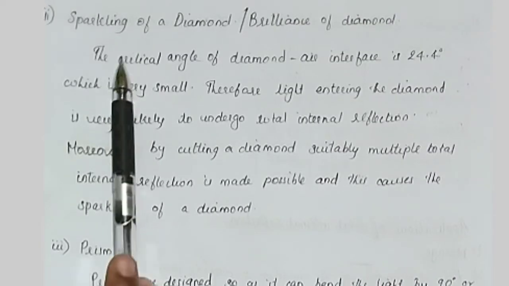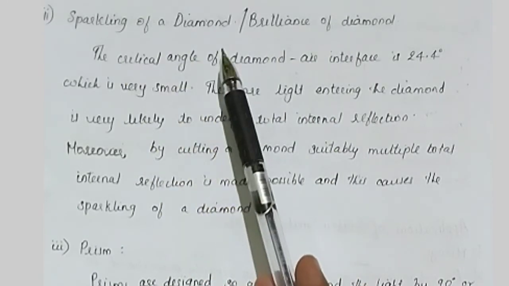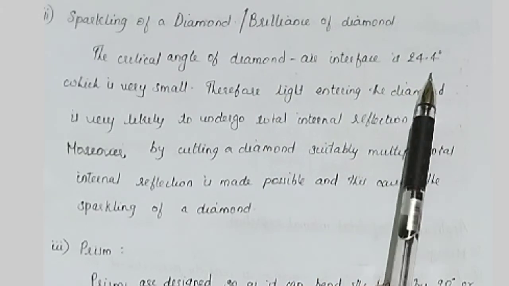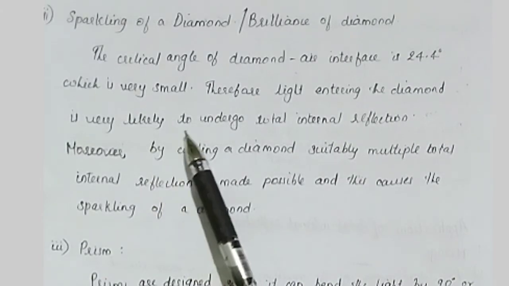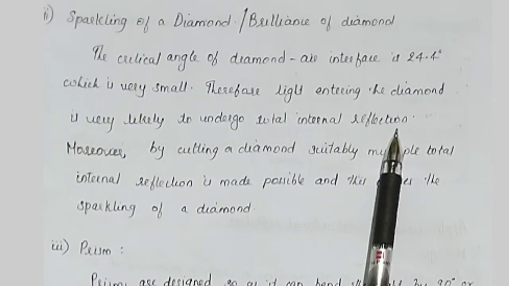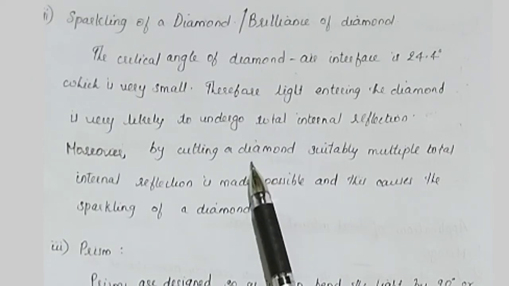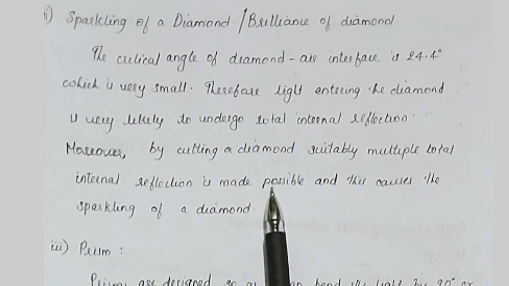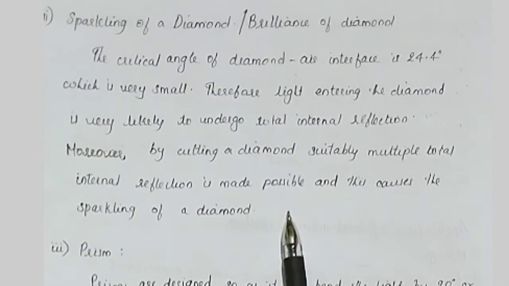Now the next application is the brilliance of diamond or the sparkling of diamond. The critical angle of a diamond air interface is 24.4 degree, which is very much small. So the light entering the diamond is likely to undergo total internal reflection, and the particular structure of the diamond, that is the cutting of a diamond, is in such a way that multiple total internal reflection occurs when light enters the diamond, and this causes the sparkling of diamond or the brilliance of diamond.